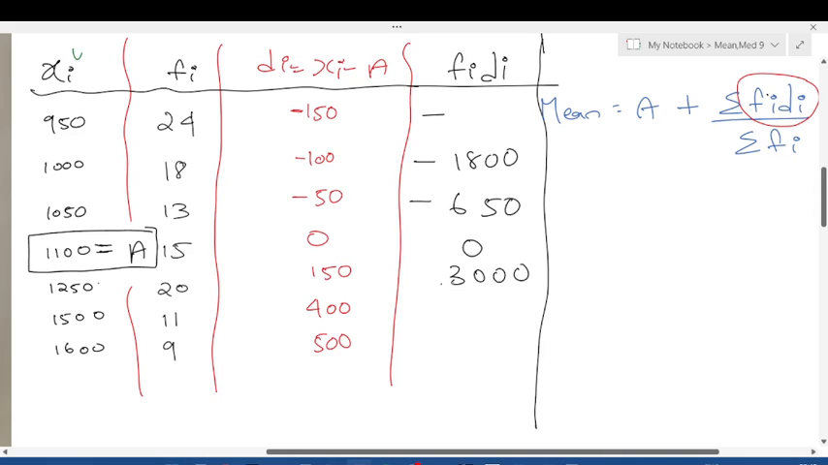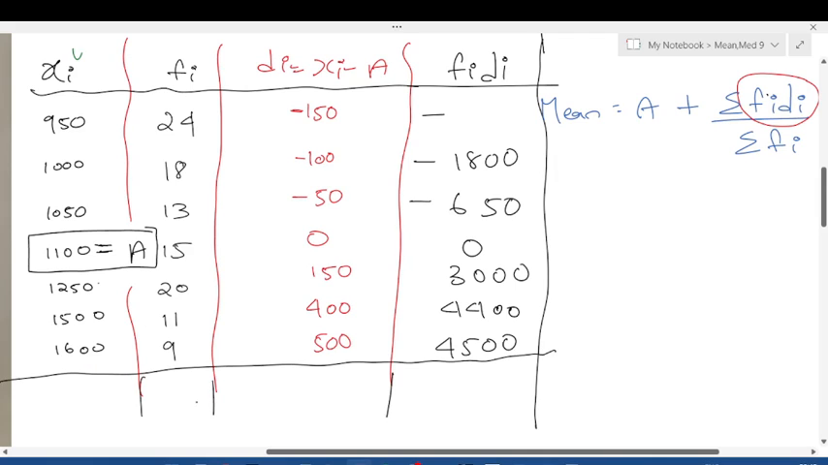15 into 2 is 30, and we have two zeros. 3000. Next, next, 4500. Is this clear, all of you? Did you understand? That's it. We are done.